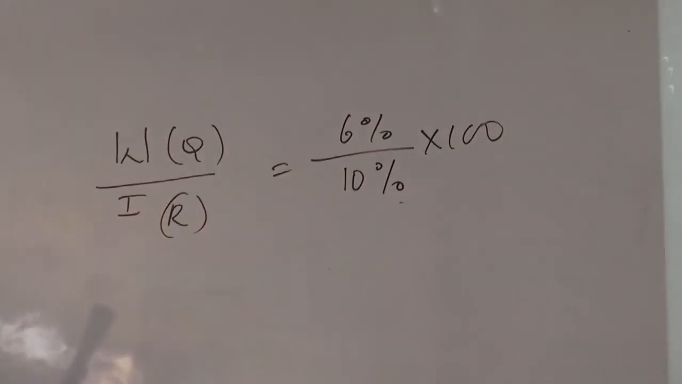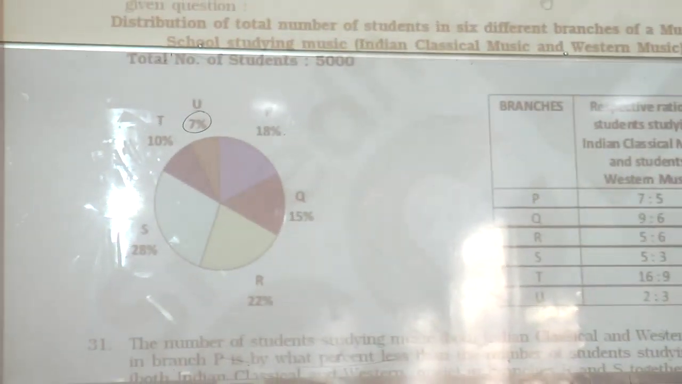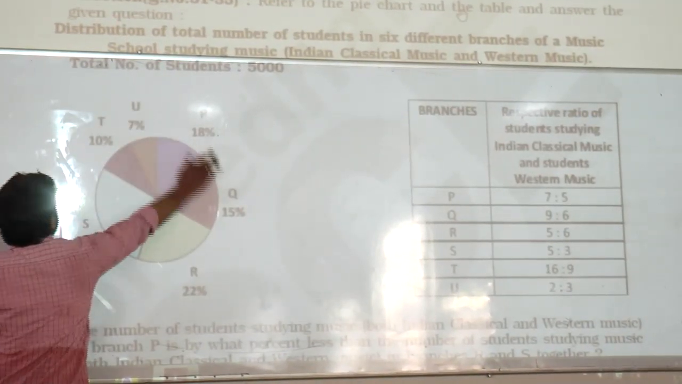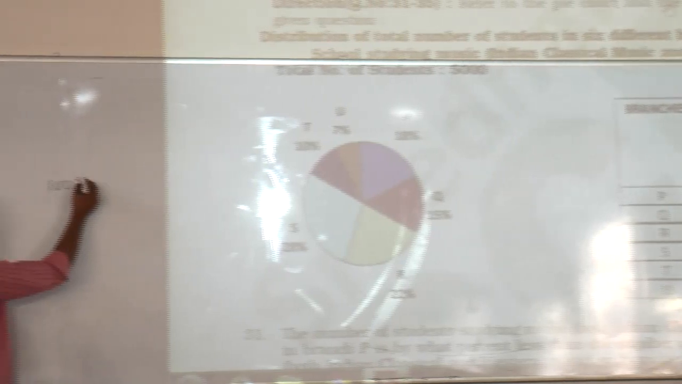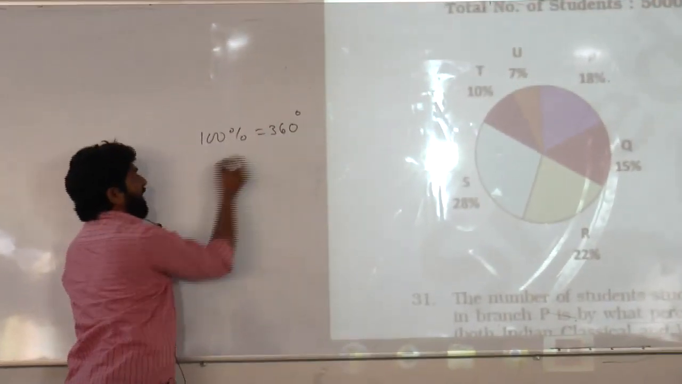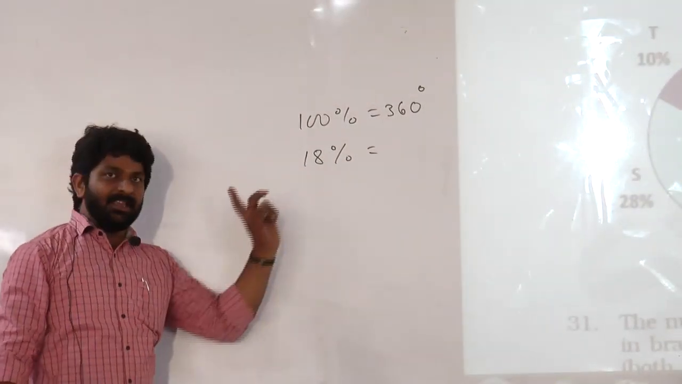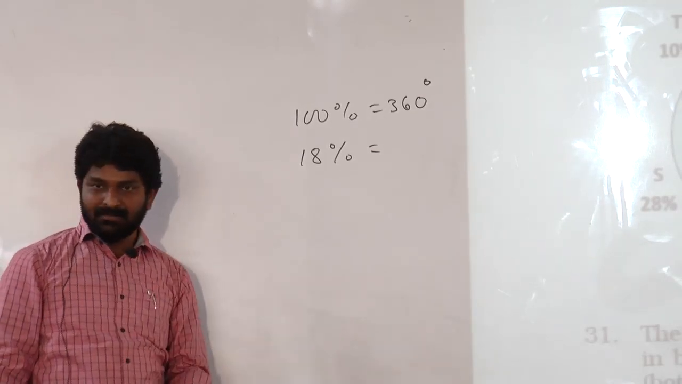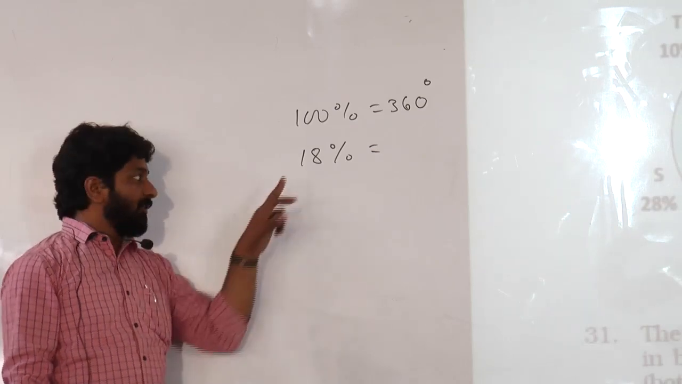Next. What is the central angle corresponding to the number of students studying both music in branch P? Branch P in terms of percentage, how much is it? 18%. Total percentage 100% is equal to 360 degrees. You asked about 18%. First of all, go for the 9 multiplication check. As you are getting 18%, the answer should be a multiple of 9 and there are many multiples of 9. If you have only one number which is a multiple of 9, you can go for it. But you have more than one option. You need to calculate it.